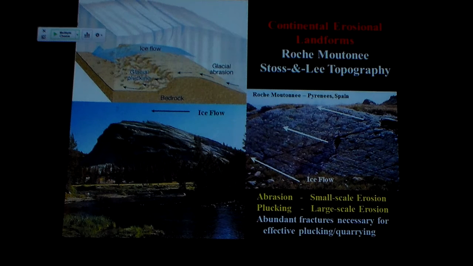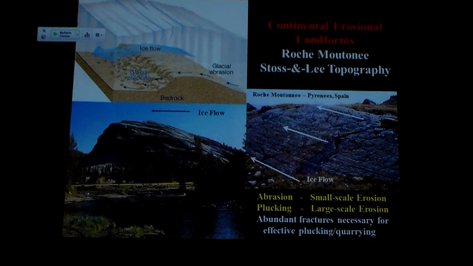But the net effect is you get this gentle slope where it's beautifully polished, braided, and then you've got a cliff that drops down, and you've got all the blocks just pulled out of the bedrock, carried away, little debris left behind. So you've got this asymmetric, polished, plucked slope.